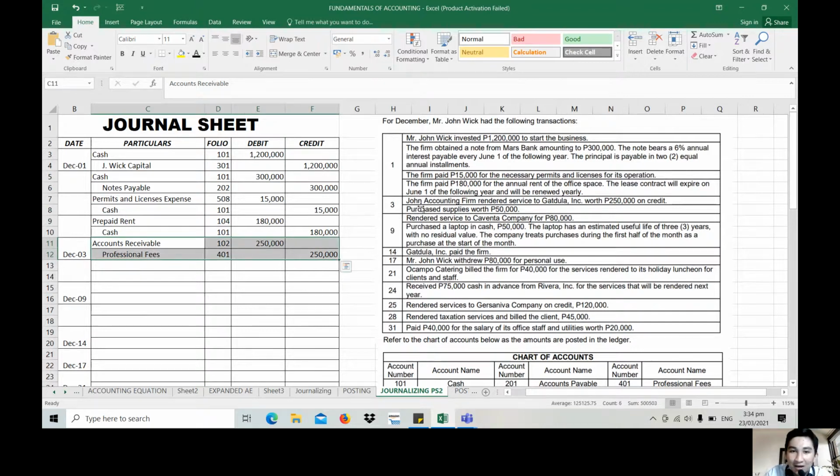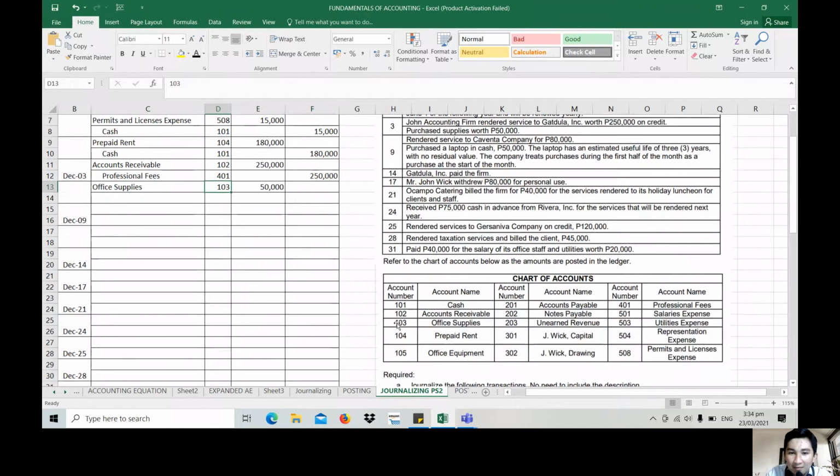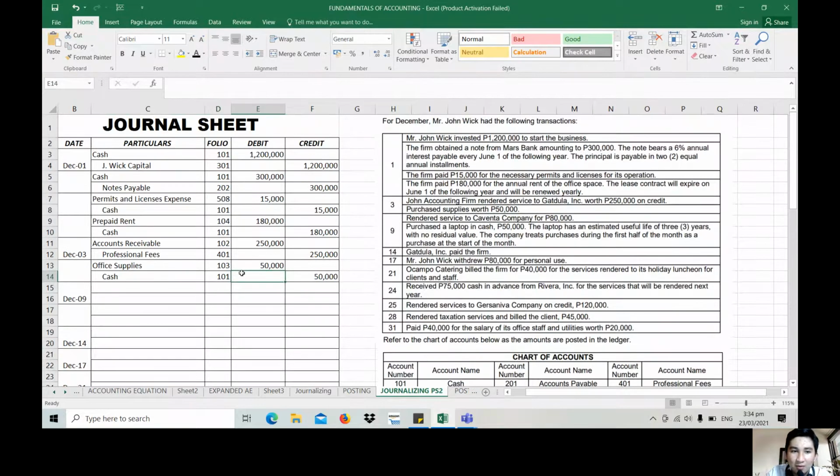Okay, professional fees yan. Another transaction from December 3, nag-purchase tayo ng supplies worth 50,000. So, okay, we use again the asset method here. Don't worry, matatalakay natin yung asset at expense method na sinasabi ko when we discuss the adjusting entries. So office supplies, 50,000, may folio pa din. Ayan, visit lang sa folio natin. And the credit is cash. Binayaran natin. So, simple lang naman ang transaction for December 3.